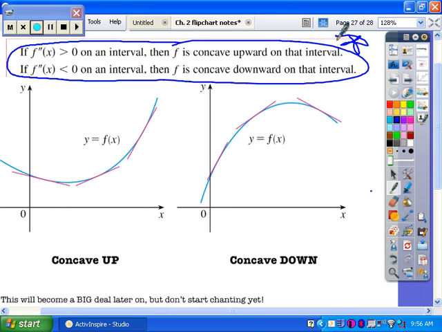Here's an example. This function's always concave up. So what can I say about the second derivative here? It's positive. This graph is concave down. So what can I say about the second derivative? It's negative. The second derivative will describe the shape of the curve, either concave up or concave down. And this is something that we'll see again and again in the beginning part of calculus.